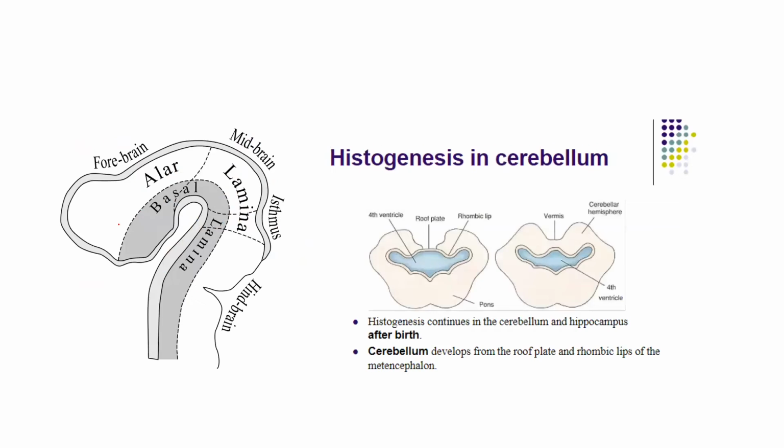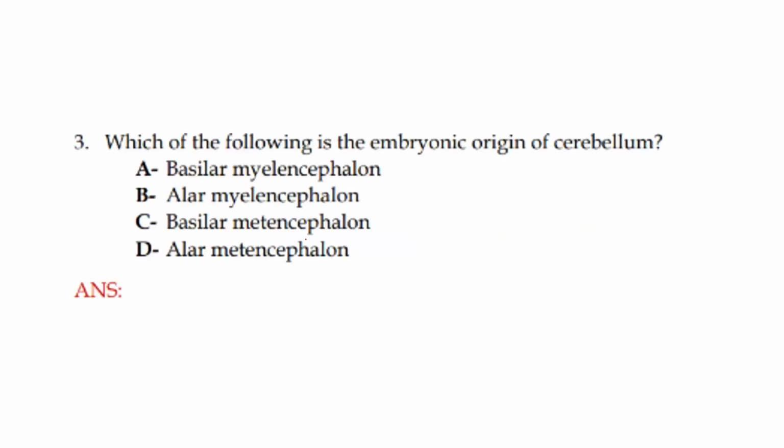Basically, if you look here at this diagram, it shows you the two sides. This is the alar plate, which is basically the one on top, and then there's the basal plate, which is the one that's more on the inside and then towards the front. Okay. And so another word for the alar plate is going to be the roof plate. And so, as you guys might remember from the lectures, the cerebellum develops from the roof plate and the rhombic lips of the mesencephalon.